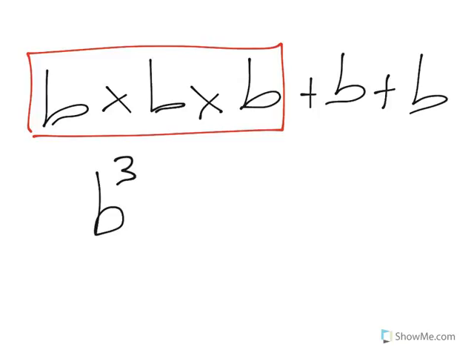It is not, this is not that. That is incorrect. Okay? It is B3. Now we have B3 and we have plus B plus B. So how do we write that, Stefan?